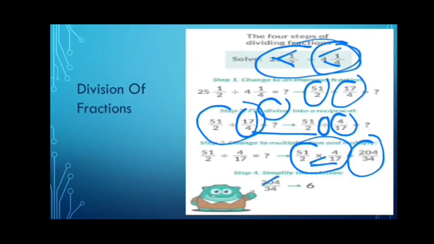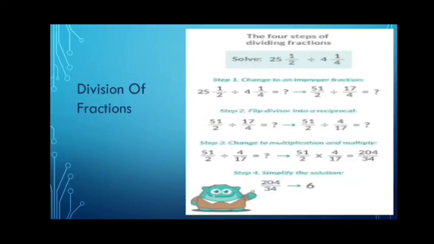So 2 into 204 is 102 over 2 into 34 is 17. So 17 dividing 102 is 6. As simple as that. I guess that was simple enough.